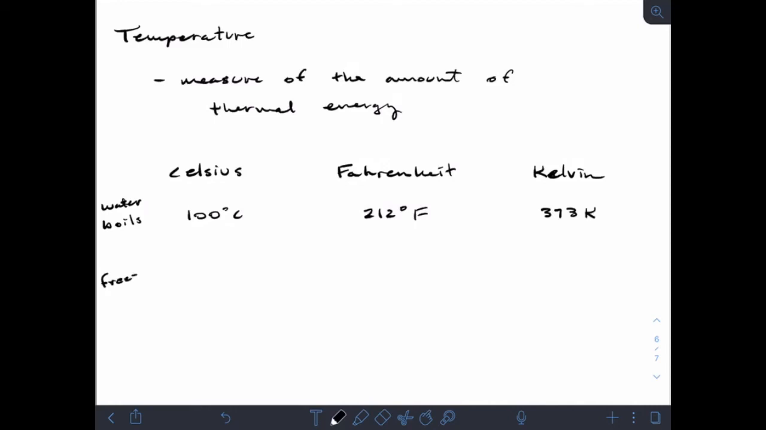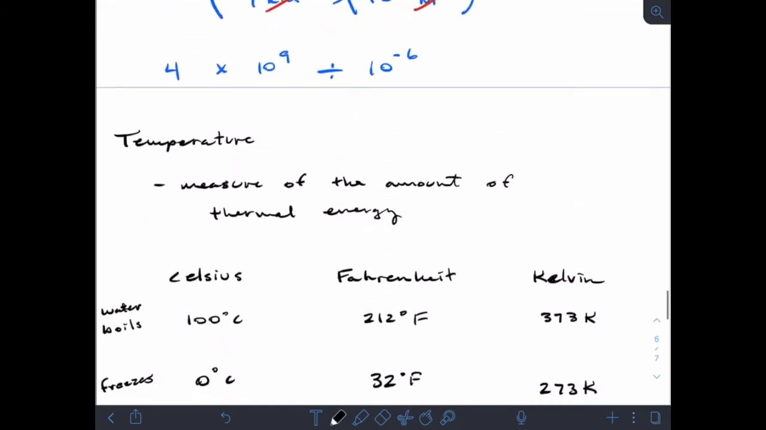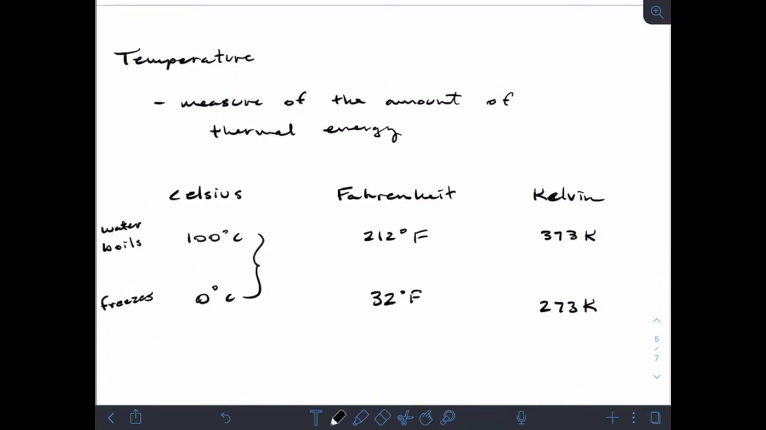And water freezes, as you might guess with Celsius, it freezes at 0. Fahrenheit, we're the weirdos in this country, 32 degrees Fahrenheit. And then in Kelvin, it freezes at 273 Kelvin. So Celsius and Kelvin track exactly the same way, right? So if we look at the difference here, we've got a difference of 100 with Celsius, and if we look at a difference here, we have 100 difference in Kelvin.